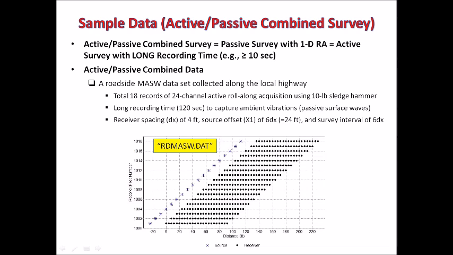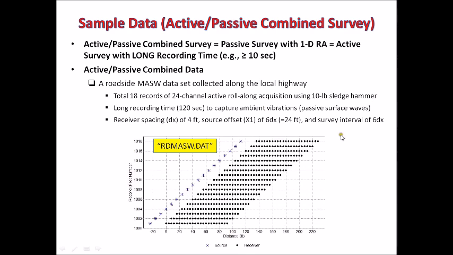The sample data from active-passive combined survey is called RDMASW.DAT. It is a real dataset collected along the local highway, and this type of MASW survey is sometimes called roadside MASW survey. And the data contains a total of 18 records of 24-channel acquisition collected through conventional roll-along acquisition that used the 10-pound sledgehammer as an active source.